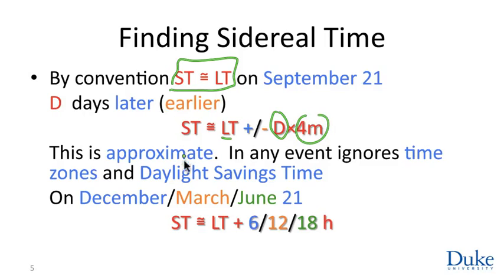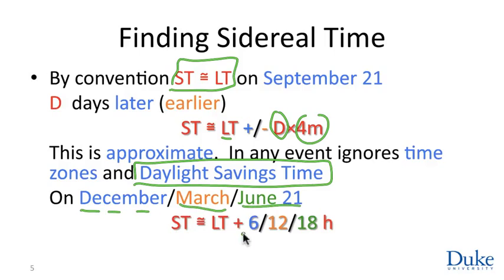Now, of course, this is approximate. 4 minutes is not precise. We are in any event ignoring time zones. Beware of daylight savings time. This expression, of course, ignores the jump by an hour that we artificially introduce into our clock. So this is standard time. But if you want to, this is good for dates that are near September 21st. We can rescale this at the 4 points of the compass, if you will, of Earth's orbit. So on December, respectively March, respectively June 21st, you can reset things. So sidereal time is local time plus 6, 12, 18 hours. And then on September 21st, the difference will become 24 hours, which is the same as 0.